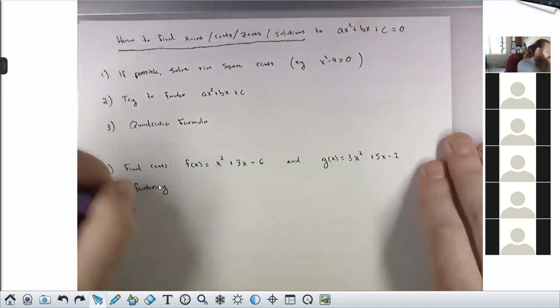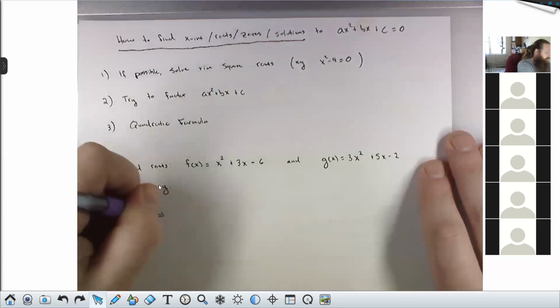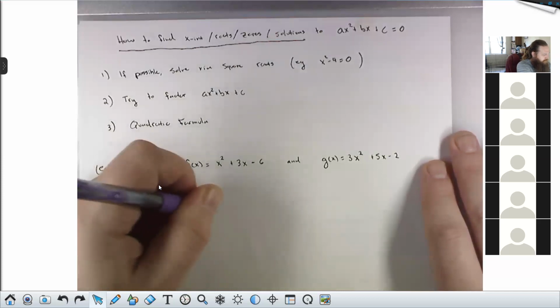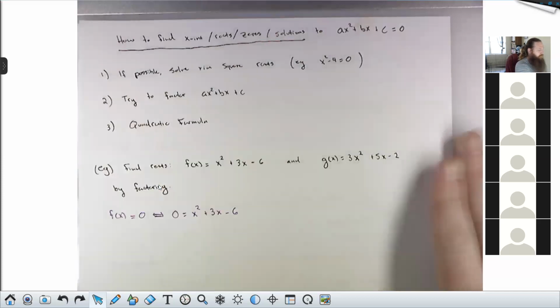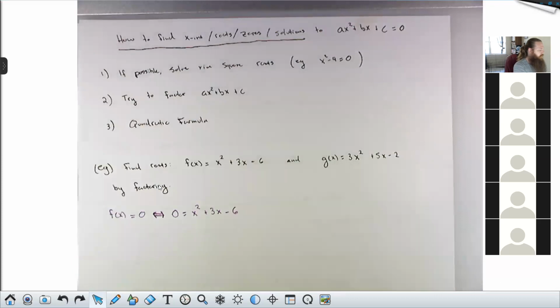So for that first guy, I'm trying to solve f of x equals 0, right? I'll write the 0 on the left-hand side. That means 0 equals x squared plus 3x minus 6. The way you factor this, and the way you factor any quadratic, is you look at the product a times c. So a is 1, c is -6. So a times c here is -6. Then you try to find two numbers that multiply to that product and add up to the middle number, b. So two numbers that multiply to -6 and add up to +3.